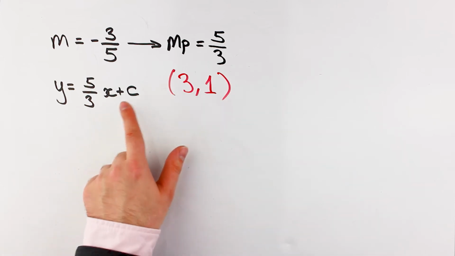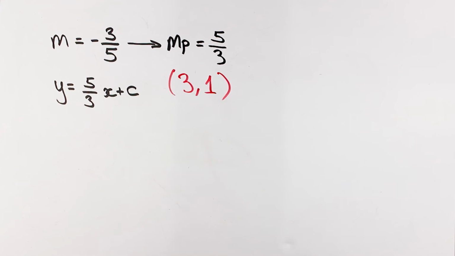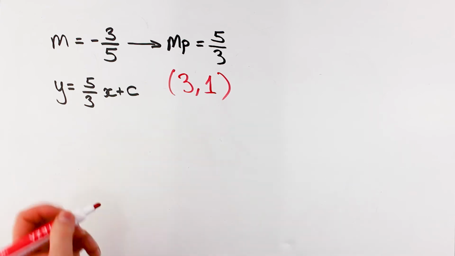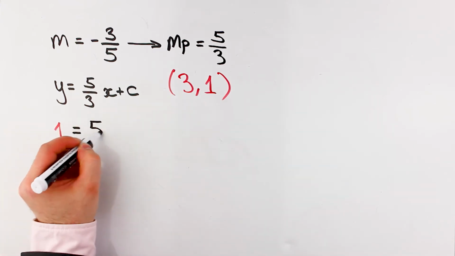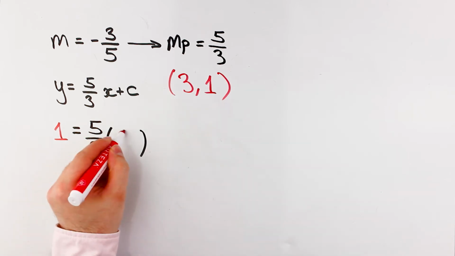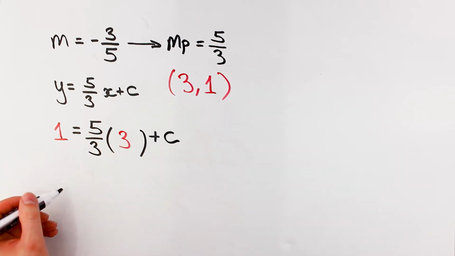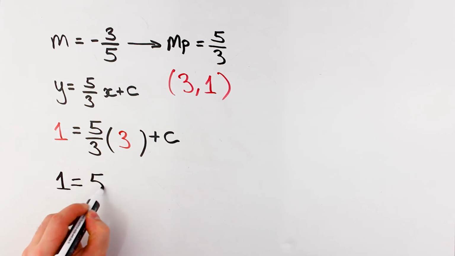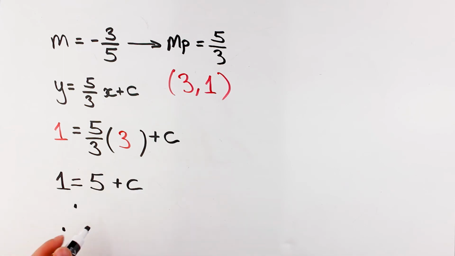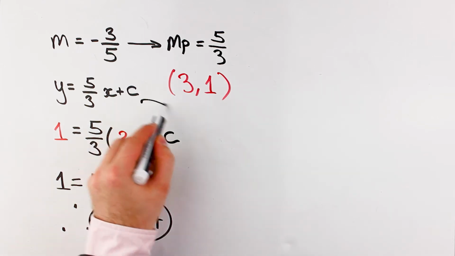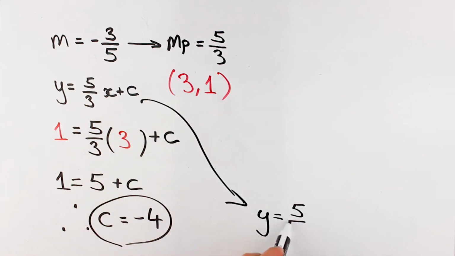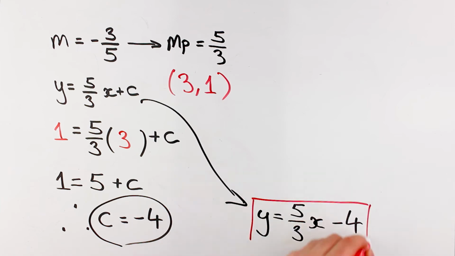Since it's 3, 1, x is 3, and y is 1. So we can plug that into our incomplete equation. Instead of y, we put in 1. So 1 is equal to 5/3 times 3 in place of x plus c. Simplifying that now, we get 1 is equal to 5 plus c. That means c is equal to 1 take away 5, minus 4. So now that we know what c is, we can write our full equation. Y is equal to 5/3 of x minus 4.